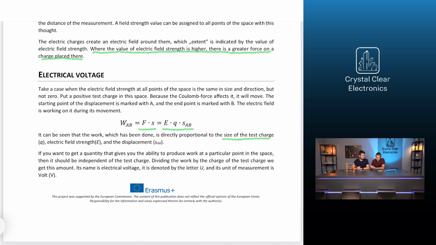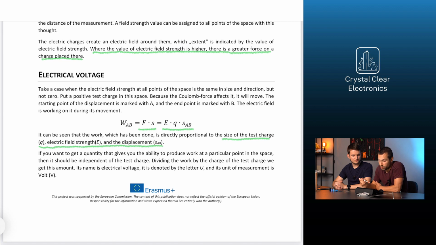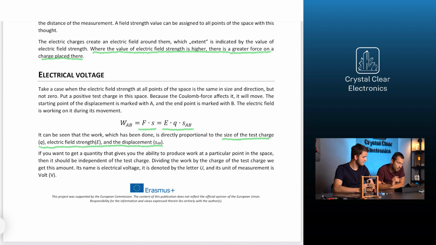It can be seen that the work which has been done is directly proportional to the size of the test charge Q, electric field strength E, and the displacement s_AB. This is also true if the electric field isn't constant in space.